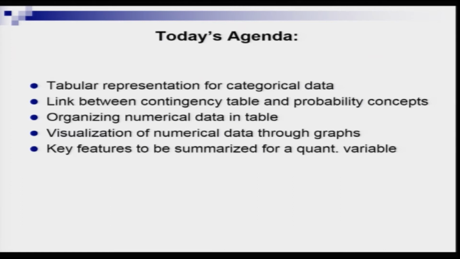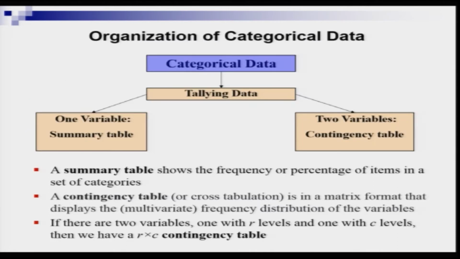The third item is organizing numerical data in tables. Then the fourth item is visualization of numerical data through graphs. We are going to talk about two types of graphs only. There are several types of graph measures available, but we are going to only talk about two. And then finally, we will end this lecture with key features to be summarized for a quantitative or numerical variable.